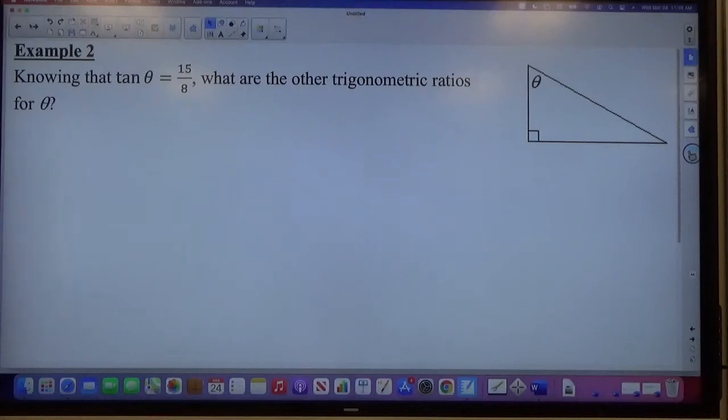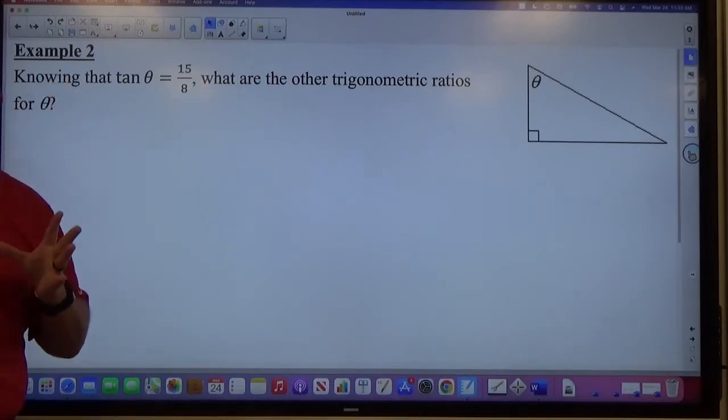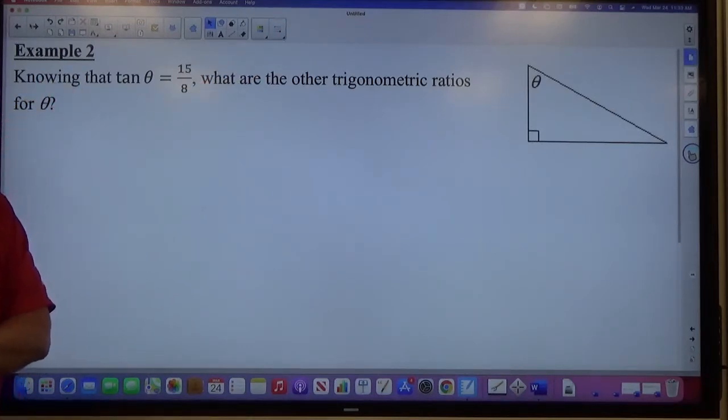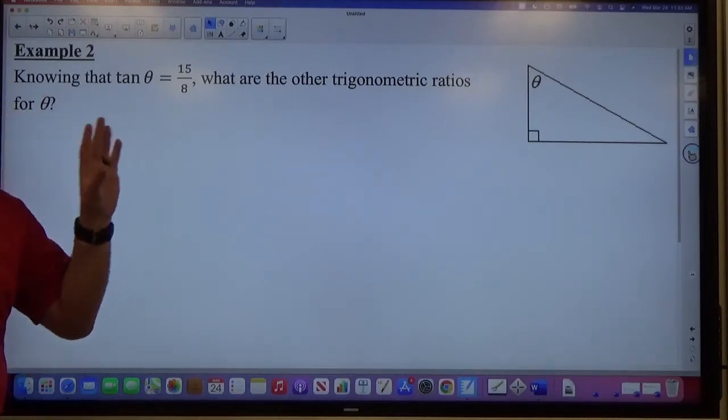Right, so example 2 says, knowing that tangent of theta equals 15/8, what are the other trigonometric ratios for theta? Now, when you see this problem in the book, it's just going to be in words like this. They're not going to have a triangle drawn for you. I drew the triangle just to guide you towards the idea that we want to draw a triangle for every one of these problems. Anytime you're doing anything right triangle trigonometry-wise, you want to draw the triangle.